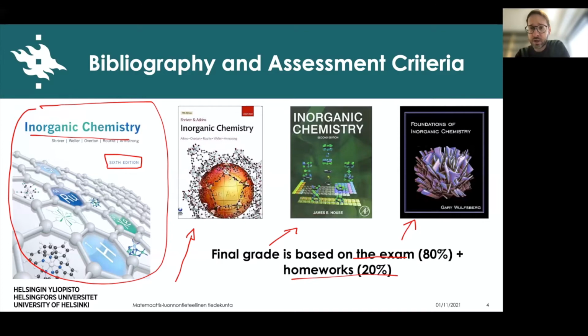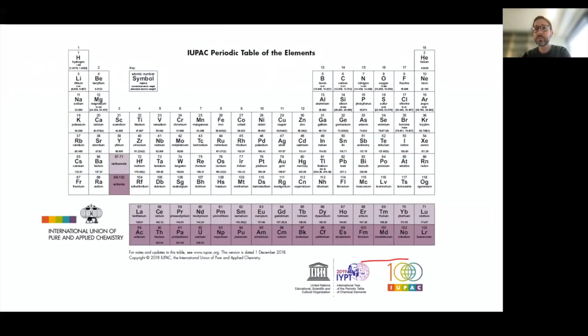I do this because I believe that a major part of learning is learning by doing. So I think that if you do the homeworks by yourselves and work on them, this is a great way to learn inorganic chemistry. And if you do everything, I would be happy to give you 20% of the grade based on the homeworks. So I highly recommend that everybody does all the homeworks and turns them in on time, so you can already get 20% of the grade.